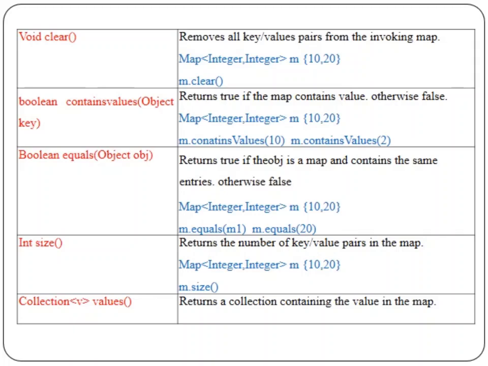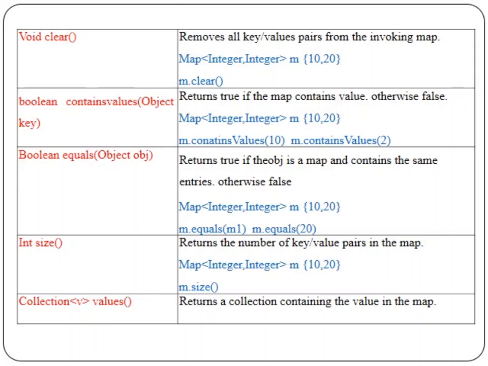Here the key is 0 and the value is 10. The key is 1 and the value is 20, which we have stored with the help of the put method. Now I want to remove both the keys and the values, so I will make use of a method called clear, that is m.clear. So it is going to remove both keys and values from the map interface.